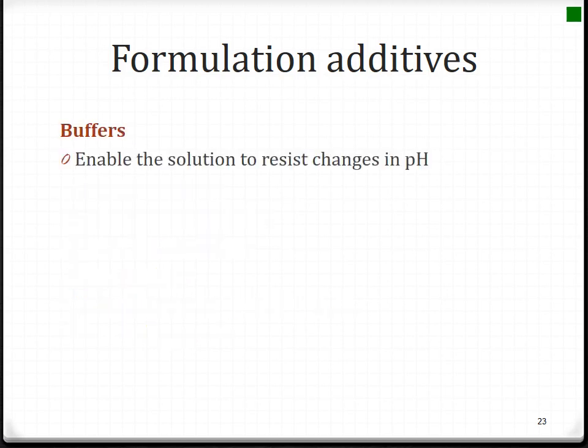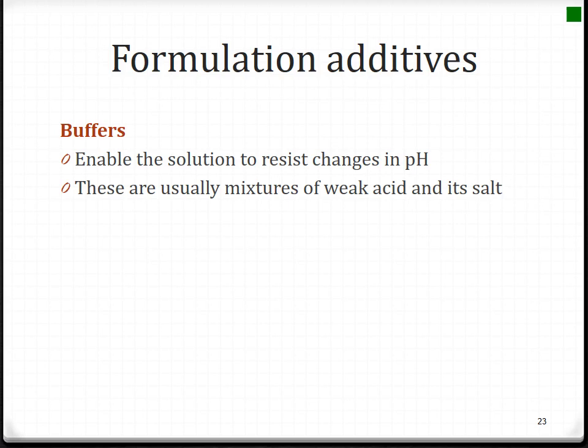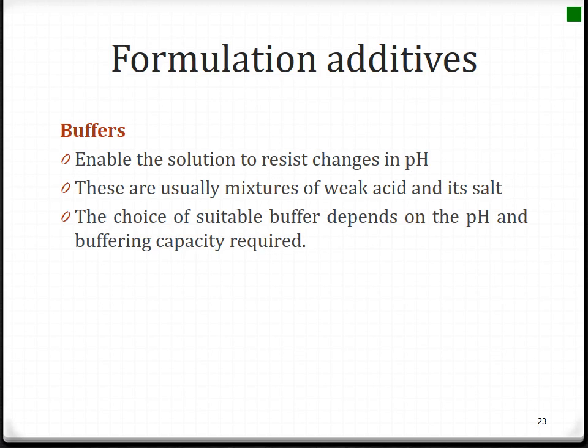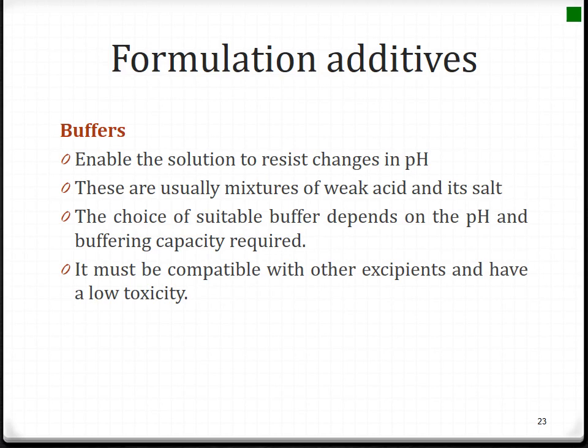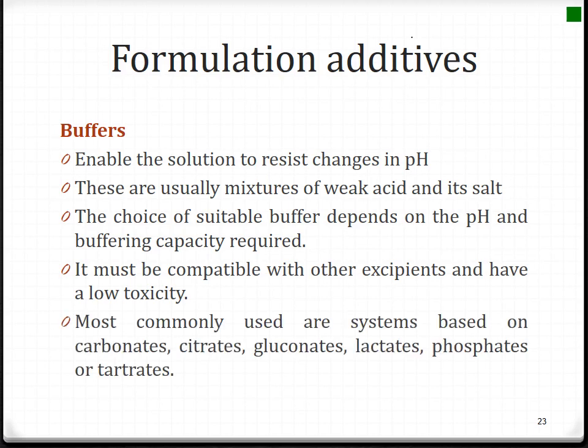Buffers help to maintain the pH of a solution even when a small amount of acid or alkali is added to it. Buffers are usually mixtures of a weak acid and its salt. Different buffers work best at different pH, so the choice of buffer depends on the required pH and buffering capacity, which refers to the buffer's efficiency. The buffer should also be compatible with other excipients and be non-toxic. Commonly used buffers are carbonate, citrate, gluconate, lactate, phosphate, or tartrate buffers.